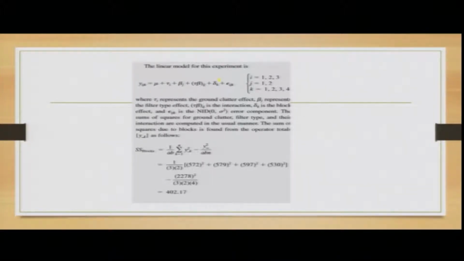So, I will repeat it, where tau suffix i represents the ground cluster effect, which is for factor A, beta j represents the filter type effect, which is factor B, tau beta suffix ij is the interaction, and delta k is the block effect which you are trying to find out, considering the blocks are done in such a way that you want to divide the effects. So, you will basically consider one block and consider that to be non-deterministic or stochastic, such that all external factors are out of your control. So, whatever effects are coming out are the white noises.